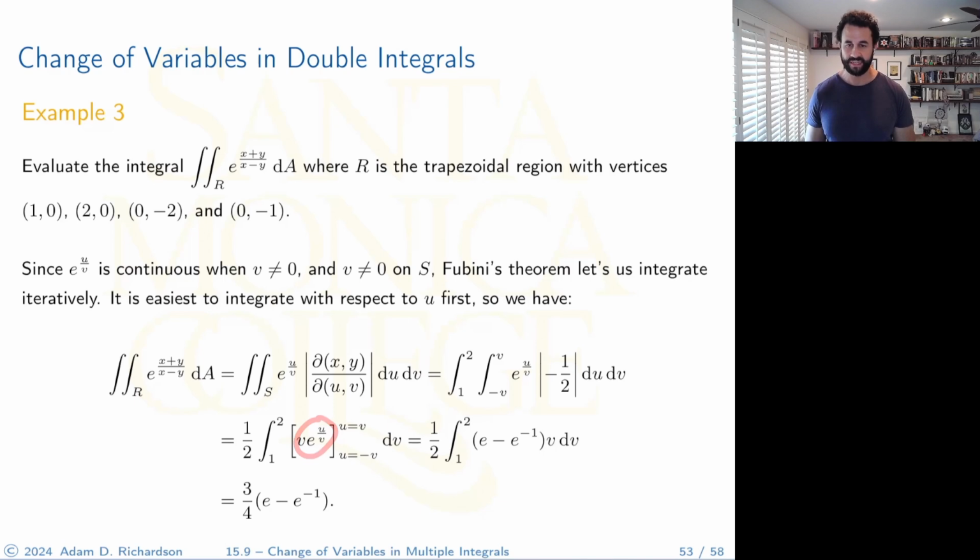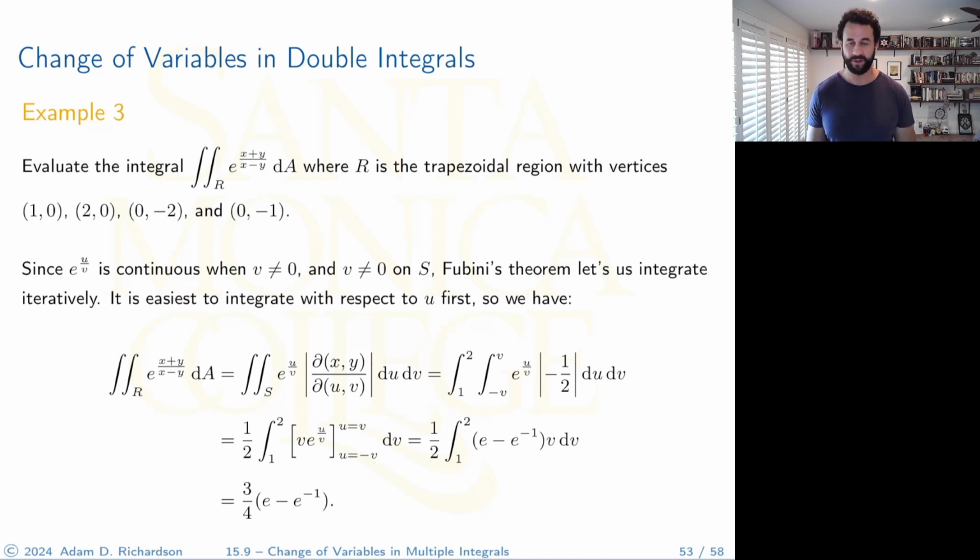It's this, and then you just evaluate between u equals -v and u equals v, or evaluate at, I should say. Then you get this. It simplifies to this. You got a little v right there. And now you're integrating with respect to v. So again, this should be an easy function to anti-differentiate, and you get this. Boom.